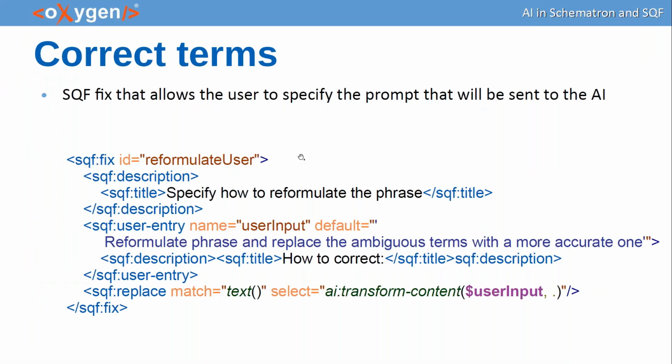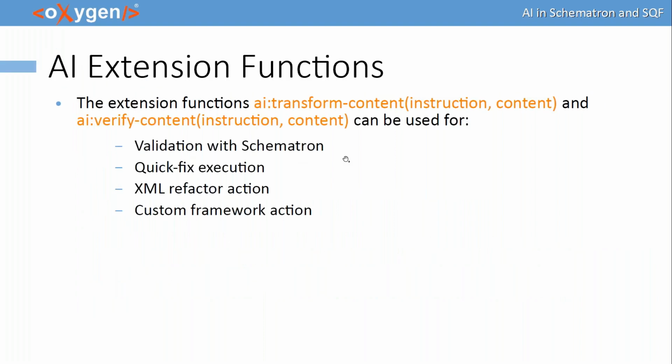So you can also allow the user to do this by using these user entries and input the instruction. So you can use AI, this AI function, transform content and verify content function that we provide built-in in Oxygen if you install the Oxygen Positron add-on. You can use it for validation with Schematron for quick fixes. You can use it also for refactoring action. If you create Oxygen refactoring action or custom frameworks, and also in XSLT or XQuery.